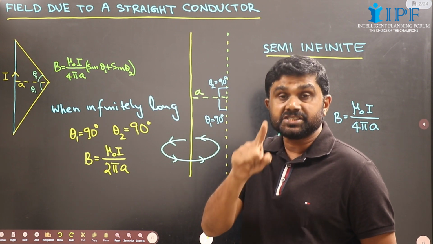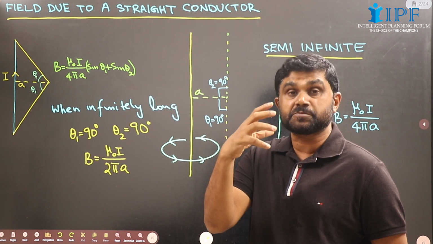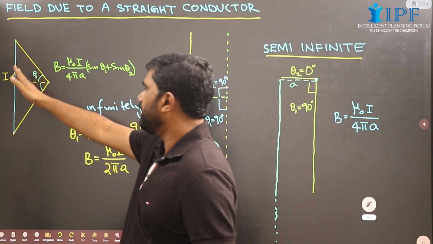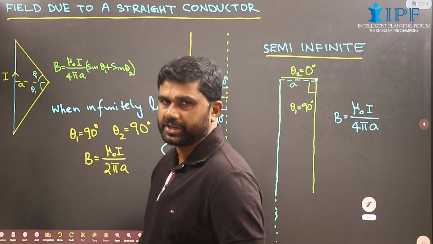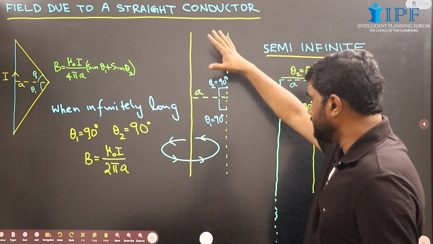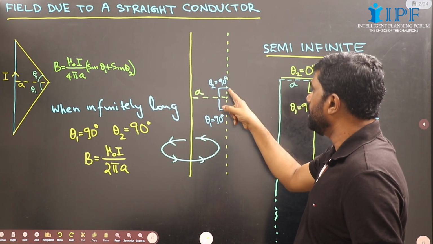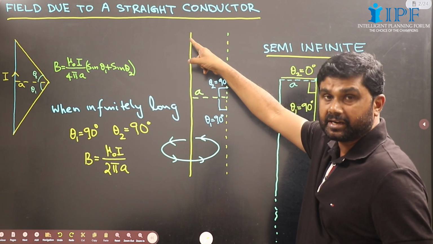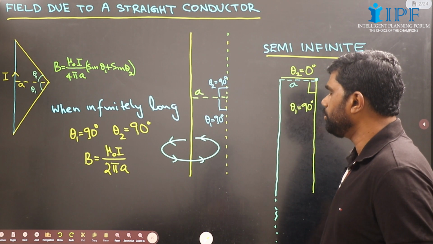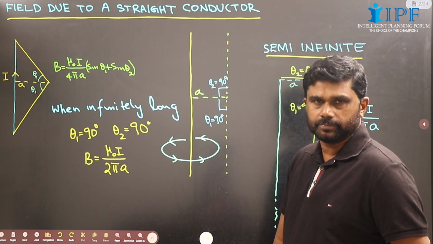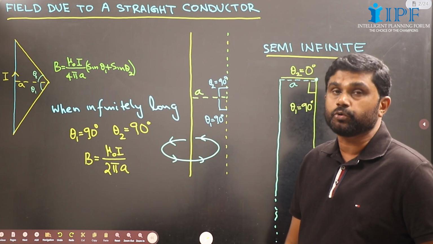If the conductor is infinitely long and the point of observation is somewhere near its middle, along this direction it goes to infinity and along this direction also it goes to infinity. The diagram will be like this. This broken line will touch the conductor only at infinity. So this angle theta 2 will be 0 and theta 1 is also equal to 0. So the magnetic field will be B equal to mu 0 I divided by 2 pi a.